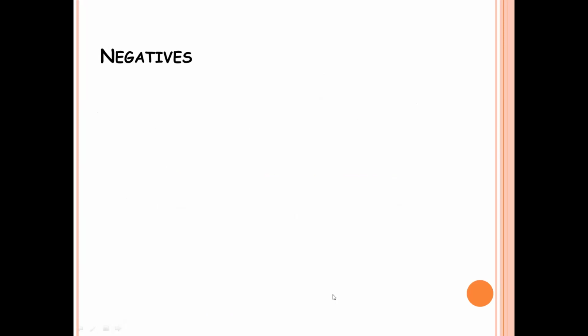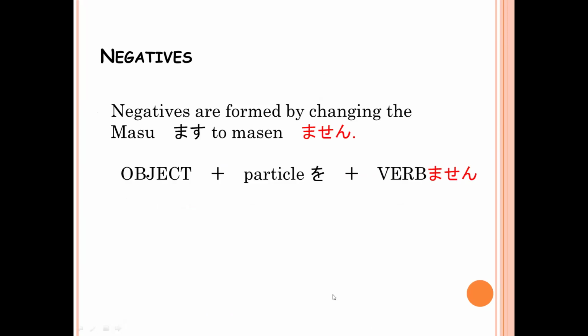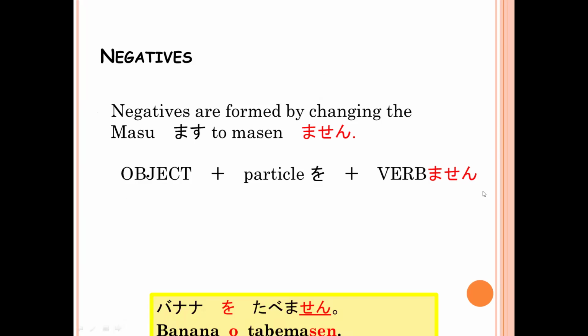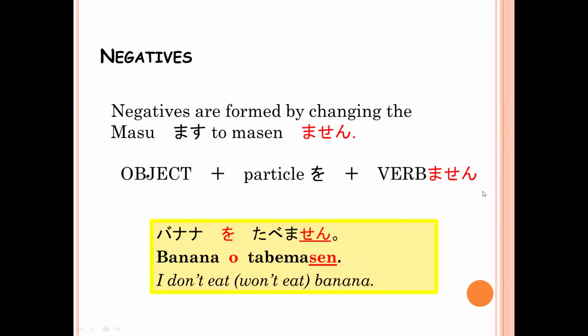Now negative sentences. When it comes to negative sentences, you have to replace masu with masen. So it is object plus particle plus verb, with masu replaced by masen. For example, Banana o tabemasen. I don't eat a banana. I won't eat a banana. Like this it will come. So masu has to be replaced with masen.